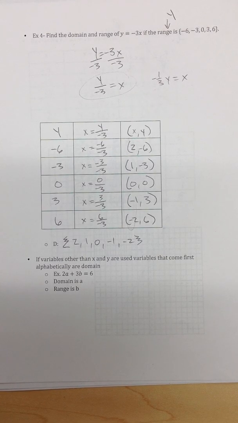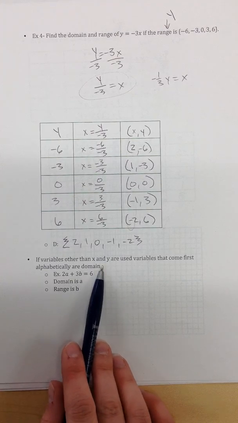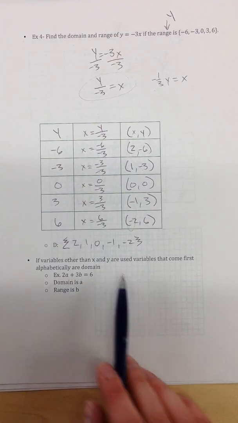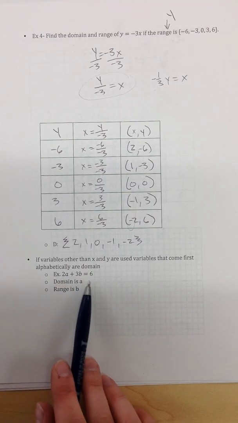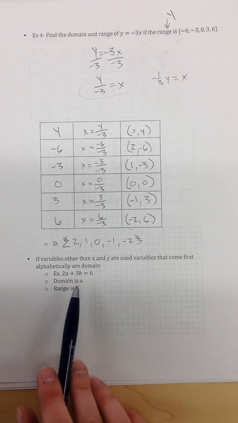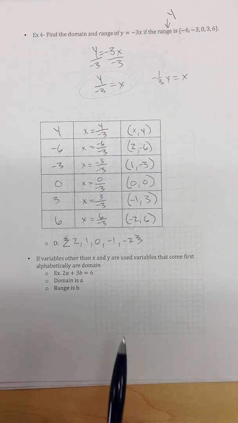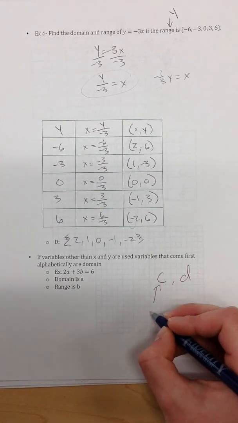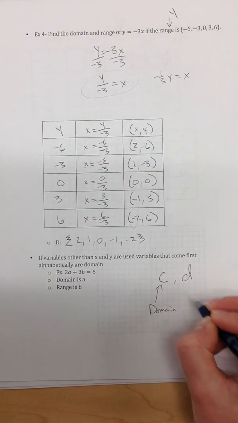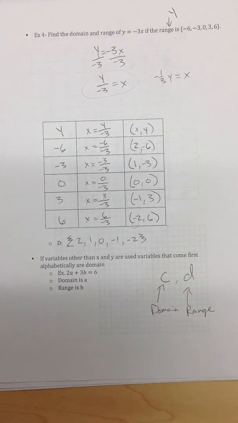Okay, so sometimes when they do these out, they're not always going to use the letters x and y. So if they ever use any letters other than x and y, what we do is the variable that comes first alphabetically is the domain. So in this case, they don't use x and y, they use a and b. And so since a comes first in the alphabet, a would be the domain and b would be the range. Okay, so it's just like if I did c and d, c would be the domain and d would be the range because c comes before d in the alphabet. Okay?